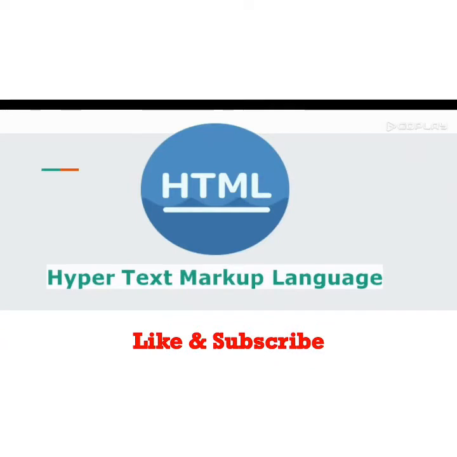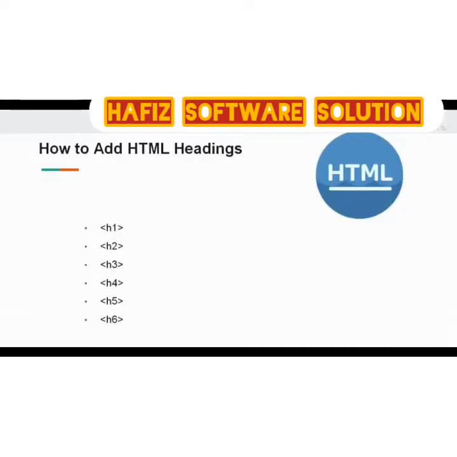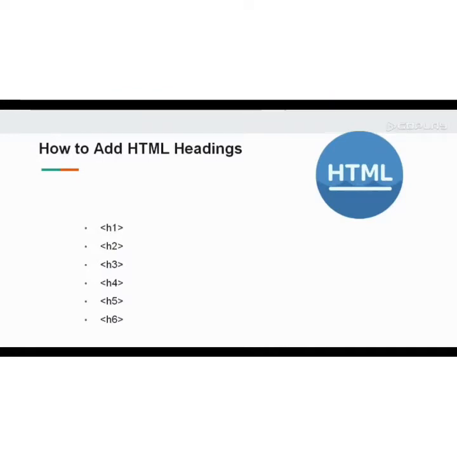In part 1 of this series, we will learn how to add HTML headings. Now, an HTML heading can be defined as a title or a subtitle which you want to display on the web page. When you place the text within the heading tags, it is displayed on the browser in bold format, and the size of the text depends upon the number of the heading.